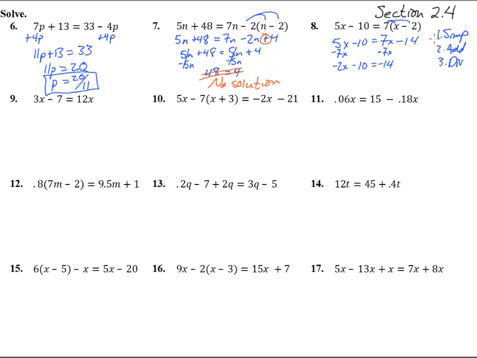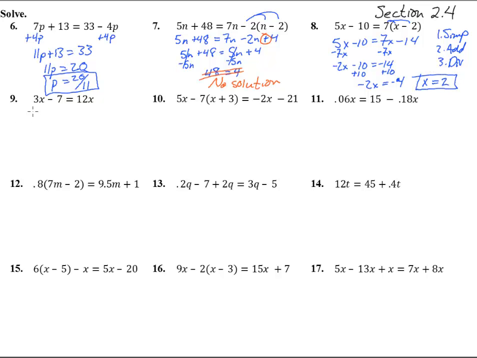Now that we've simplified by getting rid of the parentheses and combining all x's together, we're now going to add, and then we'll divide. So we add 10 to both sides, and we get negative 2x equals negative 4, and then divide both sides by a negative 2, and we get x equals a positive 2.